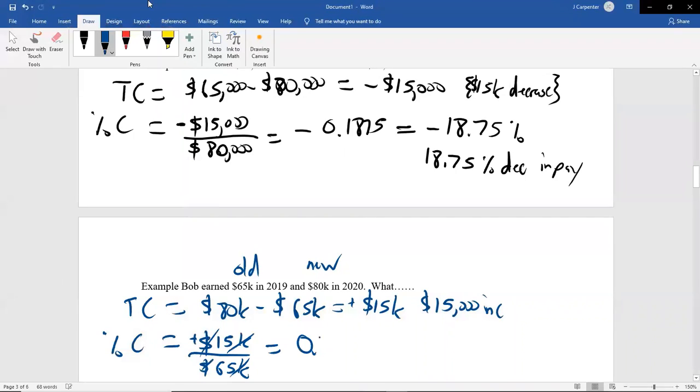So 0.2307, which is going to be 23.1%. 23.07 just rounds up to 23.1. And that would be an increase in pay.